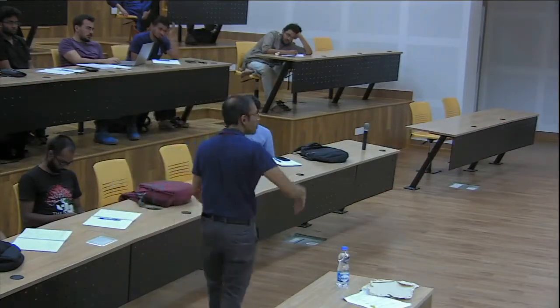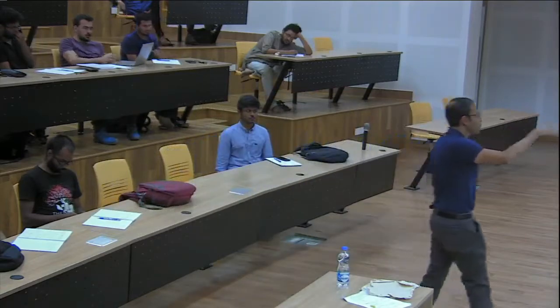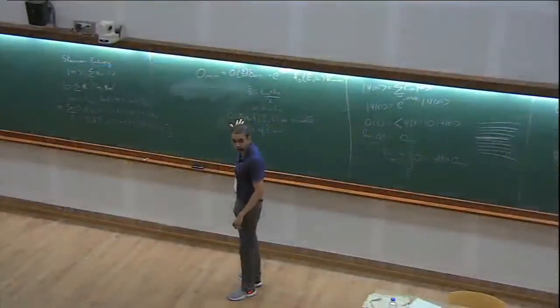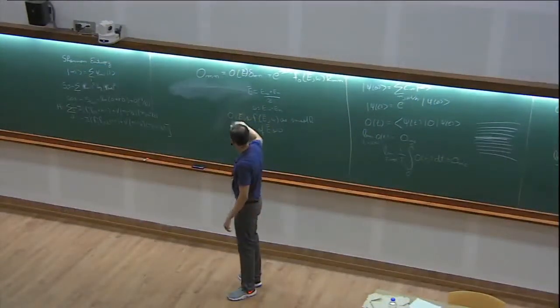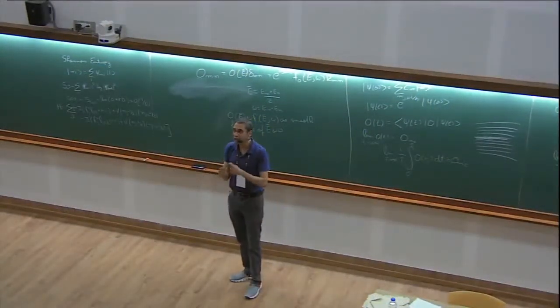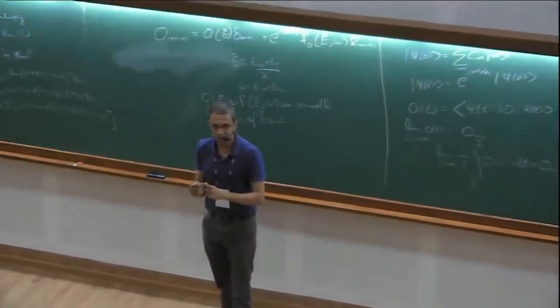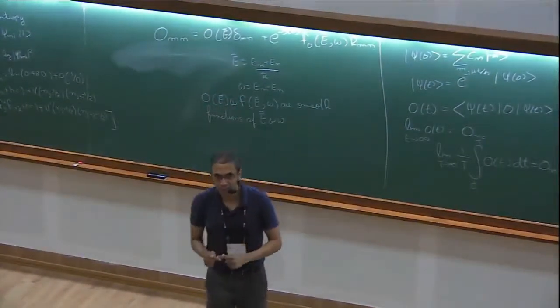And as a result, you could have wild fluctuations in general in the values of macroscopic observables between those two states, even though they happen to be very close in energy. So that's what you would typically see for an integrable system.